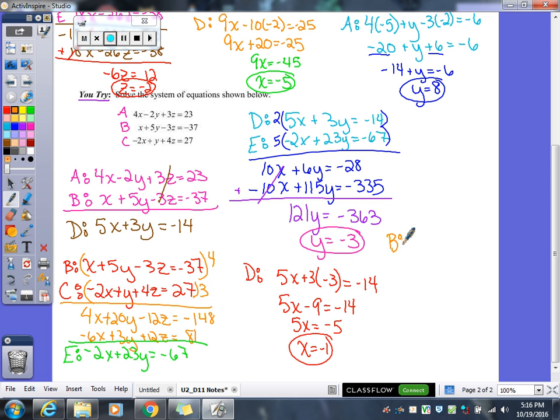So last step, got to get our third one, so pick any of the original ones. I'm going to go with B. So we would do negative 1 for my x, plus 5 times negative 3, minus 3z equals negative 37. So this is negative 1 minus 16 minus 3z. So combine those, we get negative 17. Add our 17 over.